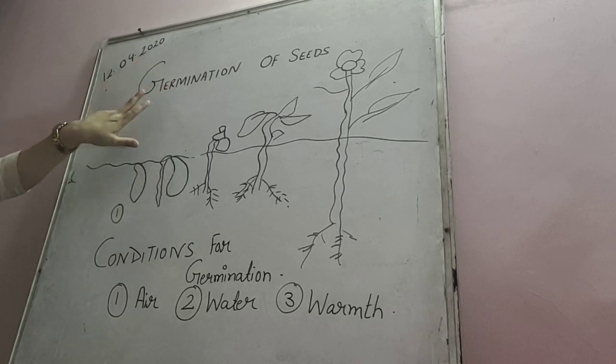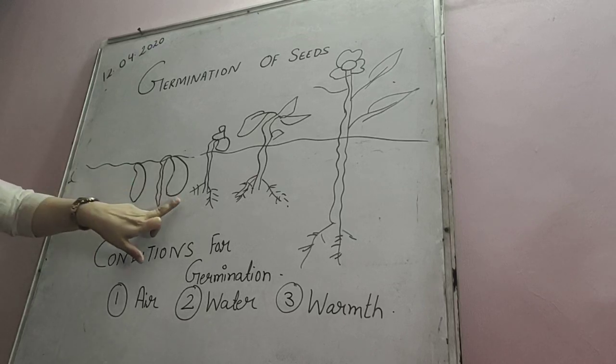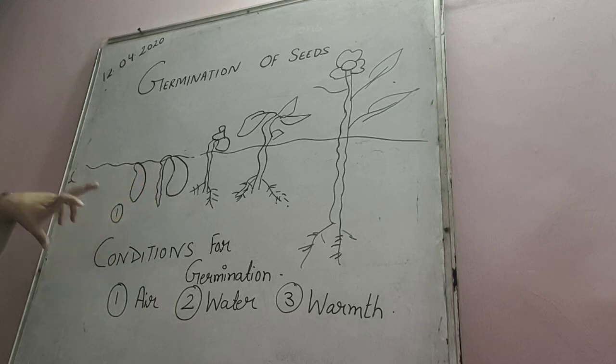Now, the first thing is, what is germination? Germination refers to the process in which a seed changes into a seedling. So, the process of conversion of a seed into a seedling is known as germination. Germination takes place in steps, right?